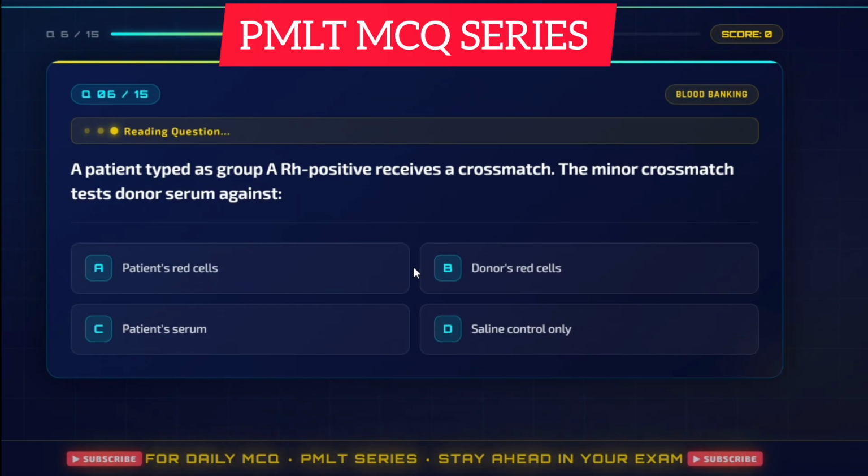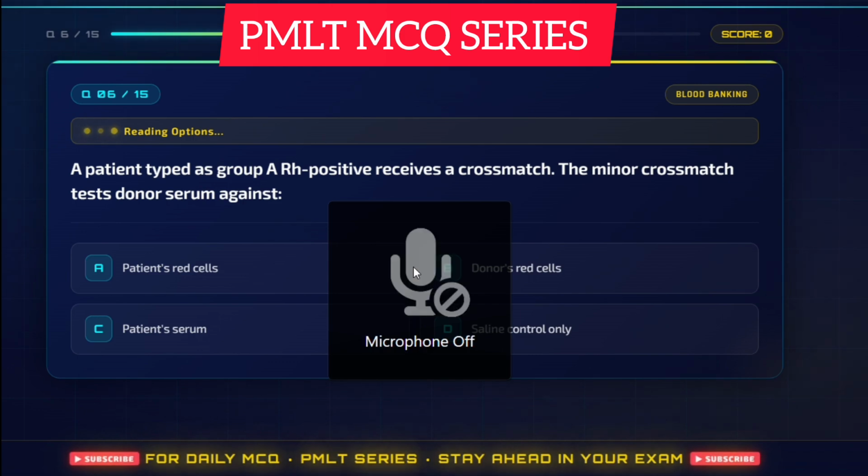A patient typed as group A Rh positive receives a cross-match. The minor cross-match tests donor serum against A. Patient's red cells, B. Donor's red cells, C. Patient's serum, D. Saline control only.